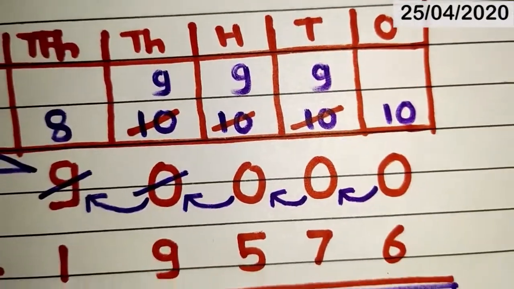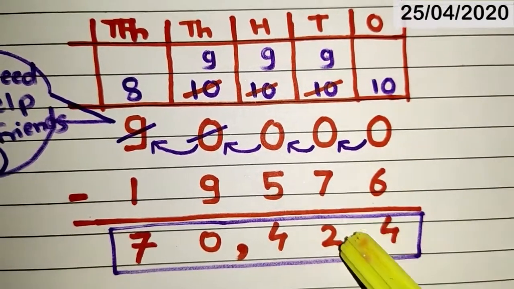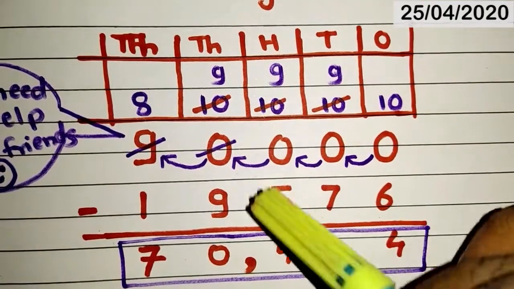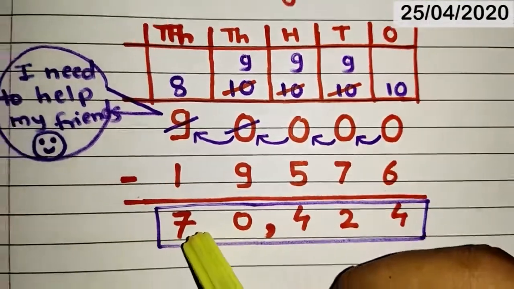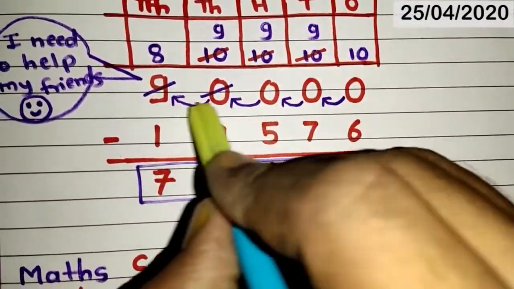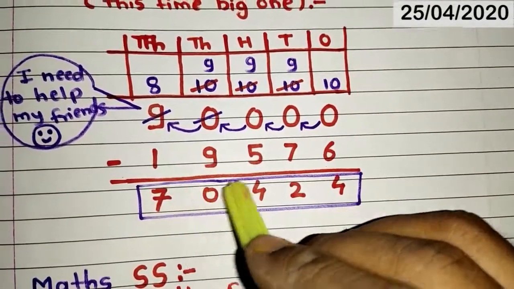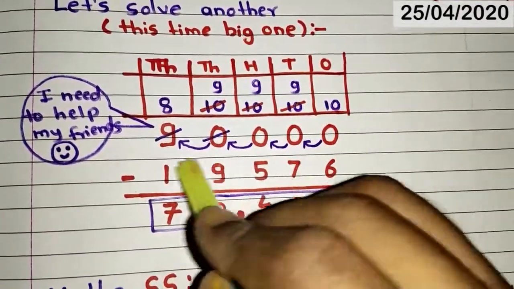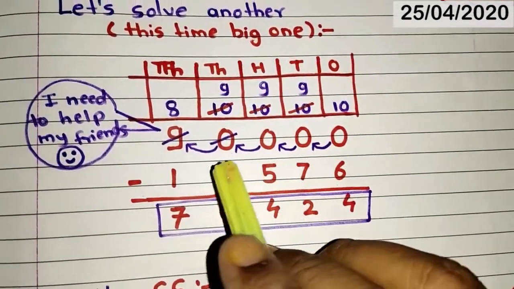Now 9 minus 7, what will it be? 9 minus 7: 8, 9, 2. Then next, 9 minus 5, 4. 9 minus 9, simple, 0. 8 minus 1, 7. So like this, even if you have 0 in the number, you can do the subtraction by using the regrouping method. Okay, don't forget this helping method, this helping mechanism. By using this you can solve anything.